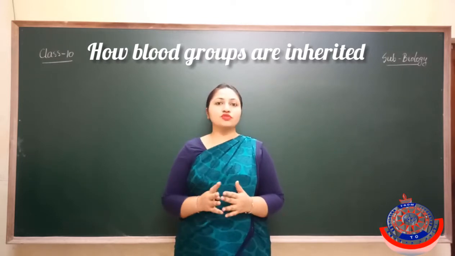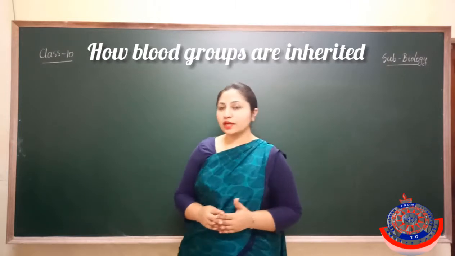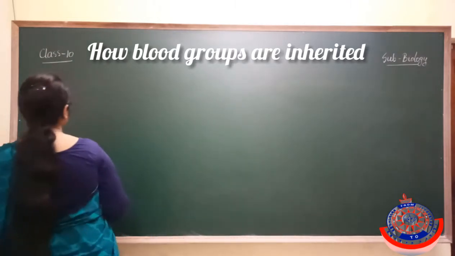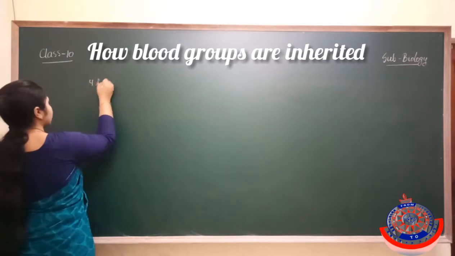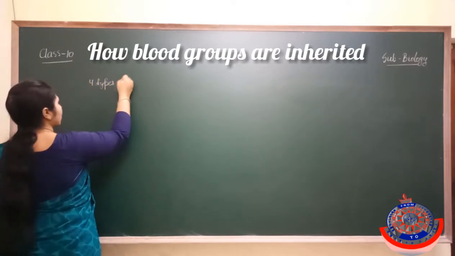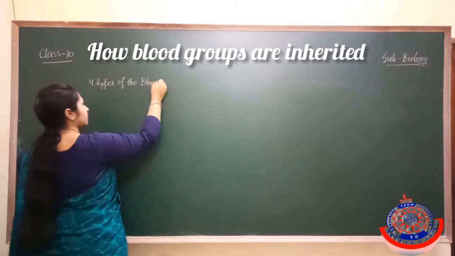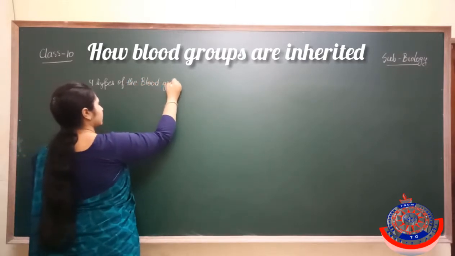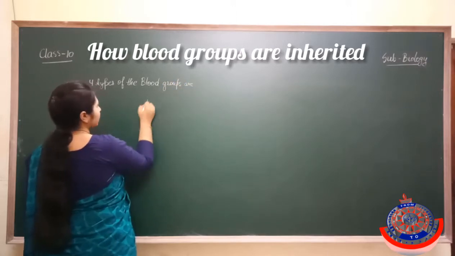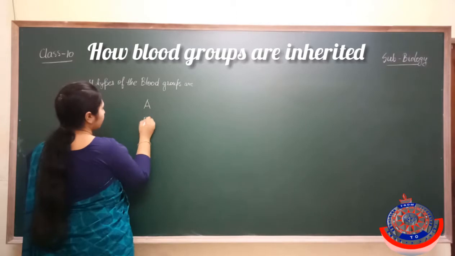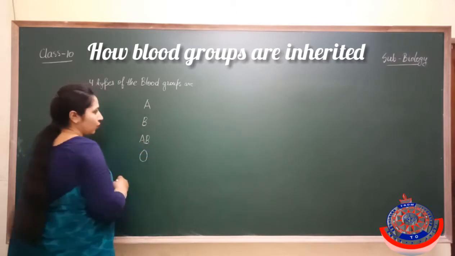Today we will start with the new topic, that is how blood groups are inherited. First of all you should know about the various types of blood groups. There are four types of blood groups that are present in the human population. The four blood groups are A, B, AB and O.